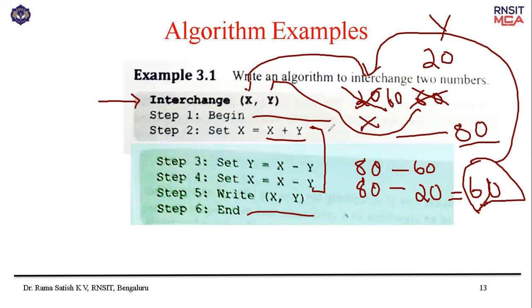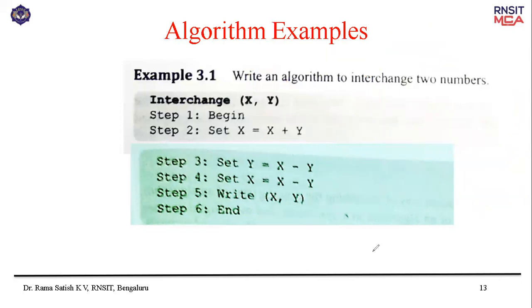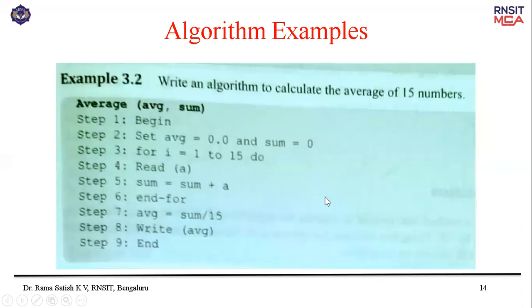So when you write this particular statement, the x value is 60 and the y value is 20. Initially it was 20 and 60. Now it has been exchanged to 60 and 20. So this is the way in which you can write the algorithm. You can write it like this as a pseudocode.